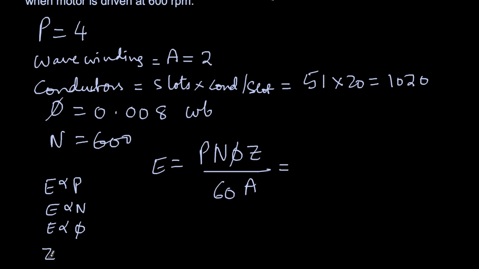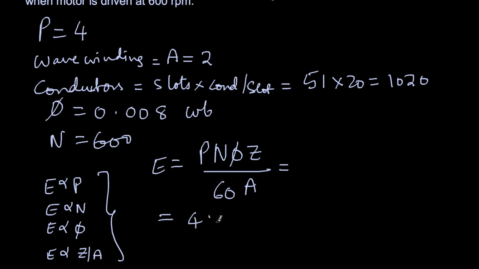And what is Z by A? Z by A is conductors per parallel path. The voltage keeps on adding. The EMF induced is proportional to conductors per parallel path, because the voltage of the conductors in series gets added. So E is proportional to Z by A. And this N is only a conversion: I'm converting revolutions per minute to revolutions per second, so that 60 factor is coming. It is pretty straightforward to remember.